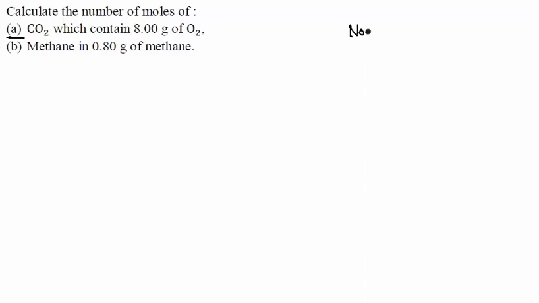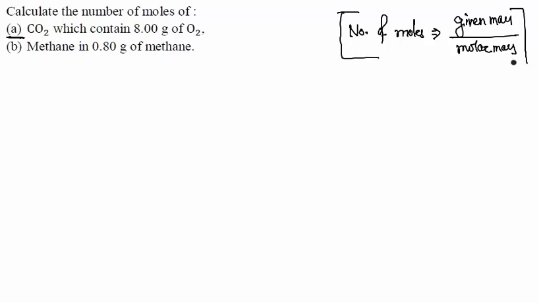So how to find number of moles? Number of moles is your given mass upon your molar mass. That's it. Given mass upon molar mass. Now see what is the given mass here. Given mass of CO2. First we calculate the molar mass of CO2, and then we will see how to find this given mass.